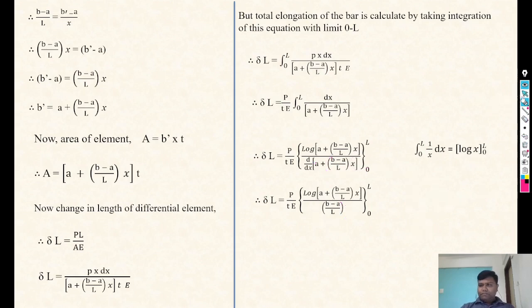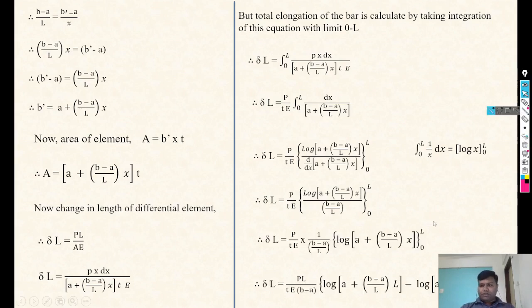Now here we have taken integration, then we have taken derivative by parts. So now we need to put the upper and lower limit in the equation. Okay, so just put upper and lower limit in the equation. So before that we are taking the constant term out of the bracket. This is a constant term, so just take it out of the bracket.